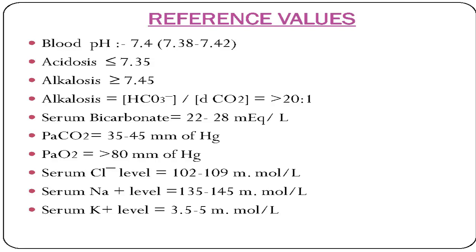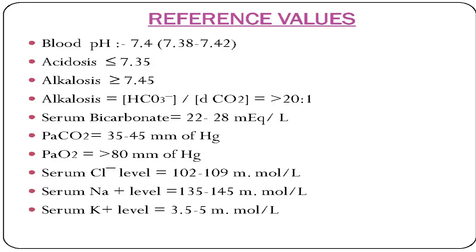Now, in the normal human body, the serum bicarbonate level falls between 22 to 28 milliequivalent per liter, and the partial pressure of carbon dioxide reference value is 35 to 45 mm of Hg. The partial pressure of oxygen is more than 80 mm of Hg, but practically, it is always more than 90 mm of Hg in healthy adults.